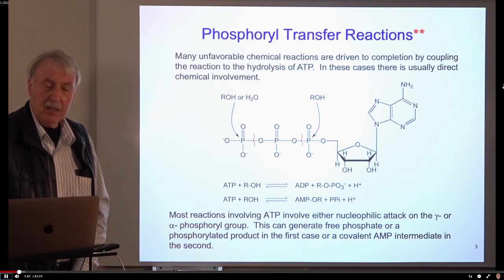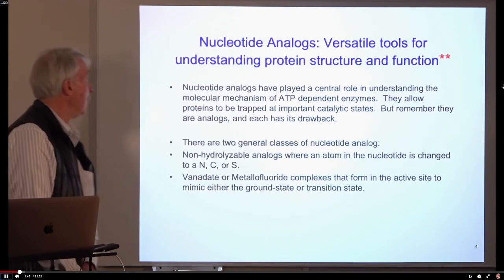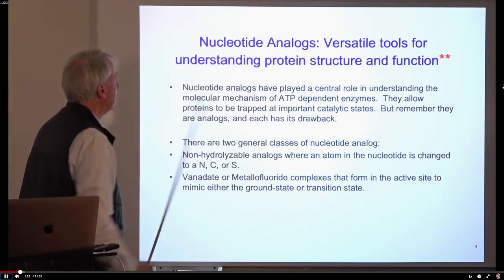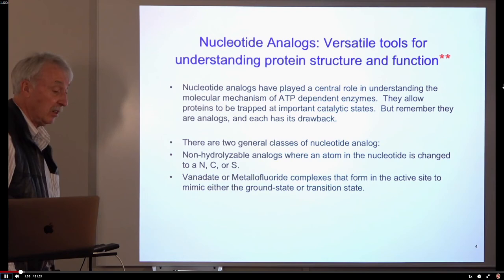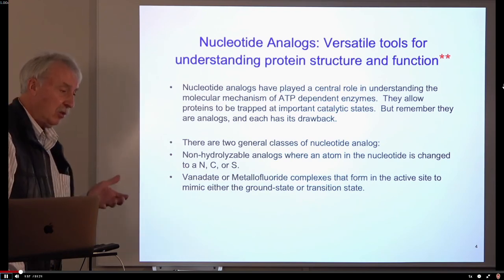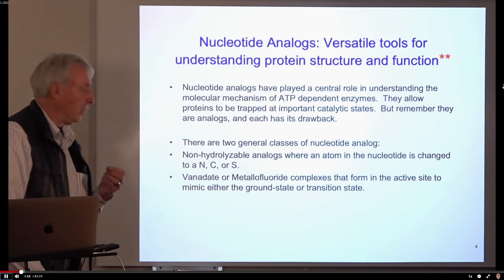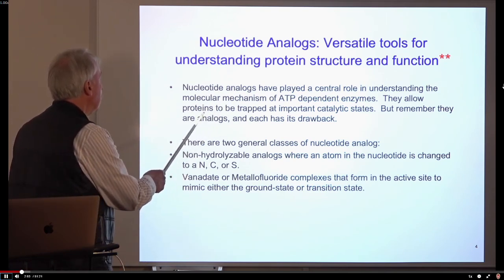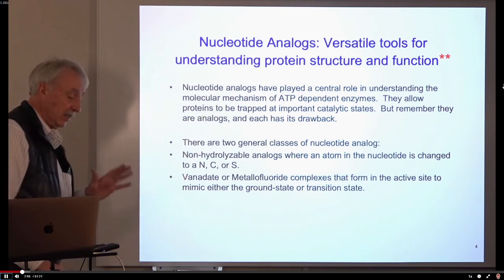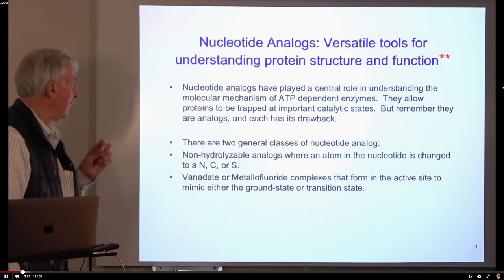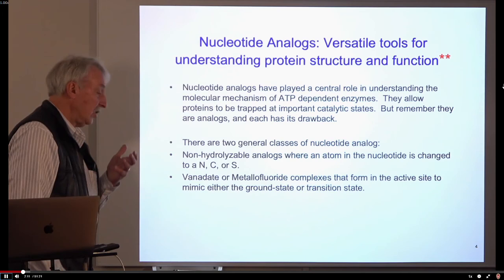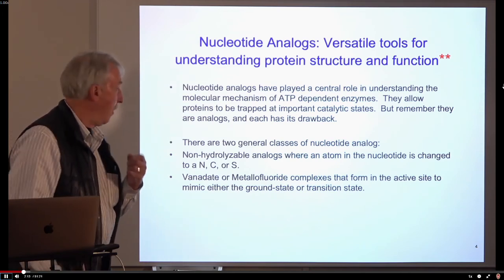Now, our understanding of these enzymes has been helped enormously through nucleotide analogs, and these are really versatile tools for understanding protein structure and function. They're great for structural studies. They're also terrific for kinetic studies because they allow us to trap proteins at important catalytic states. But it's important to remember that they're analogs. They're not ATP, so each of them has a drawback.